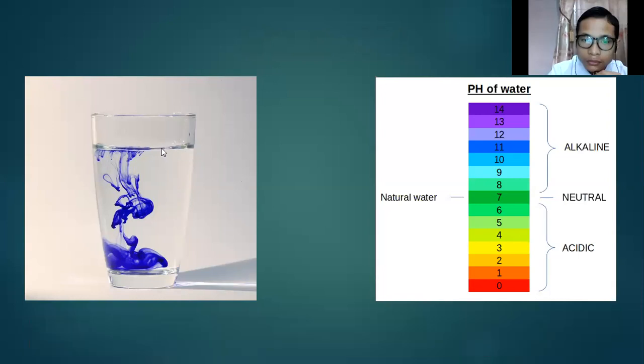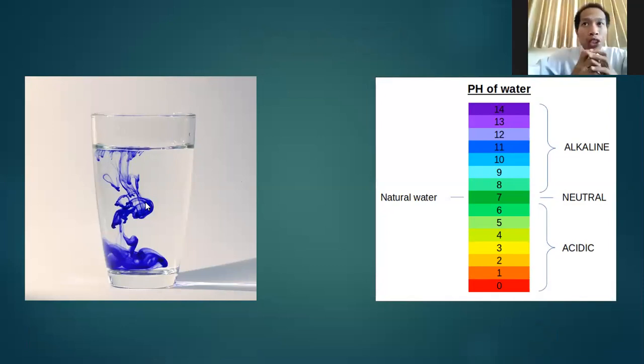If you put coloring substance, then it becomes colorful. For example, I put blue color here, then the water becomes blue. But the water itself, it is colorless. So this is one of the physical properties. There are so many physical properties that we are going to learn in chemistry.